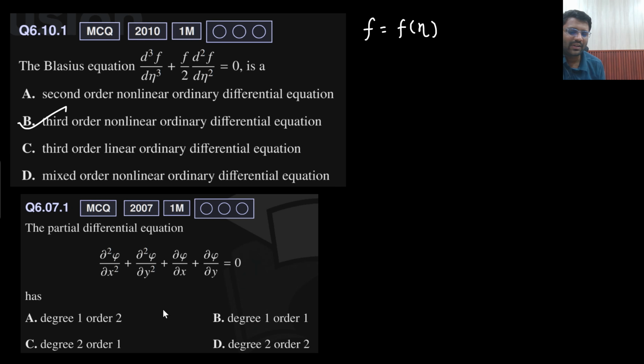What about this one? What is the order and degree? Phi is maximum differentiated 2 times with respect to x as well as y, but that is not a matter of concern. The matter of concern is these terms. Here, looking only at the numerator, phi is maximum differentiated 2 times. That means order will be 2. And what about the degree? The maximum power is 1 here. So order 2, degree 1. That's it. Understandable?